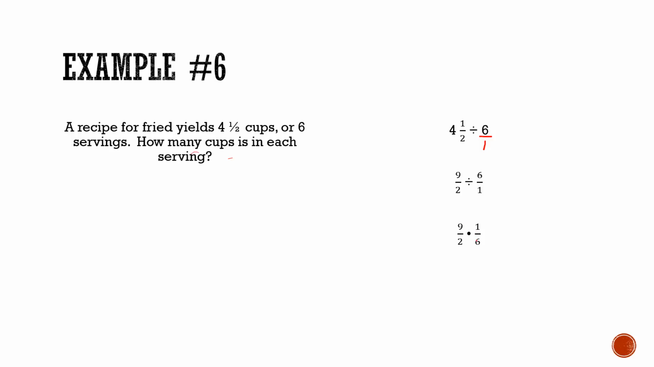Okay, I can do some cross-canceling here. So then both of these can be divided by 3. 6 divided by 3 is 2, and 9 divided by 3 is 3. When I multiply these across, I get 3 over 4, which tells us that there is 3/4 a cup within each individual serving. And so if I was to add 3/4 up 6 times, that would give us back our 4.5 cups from our total of 6 servings.